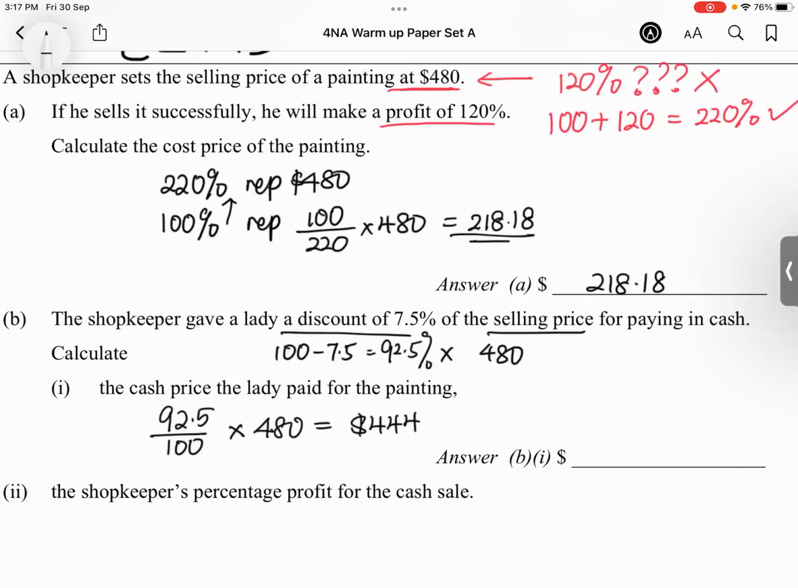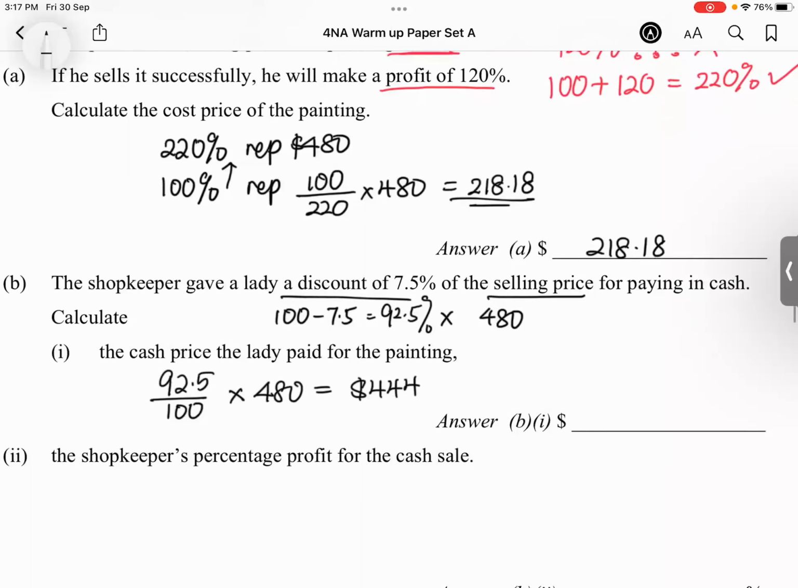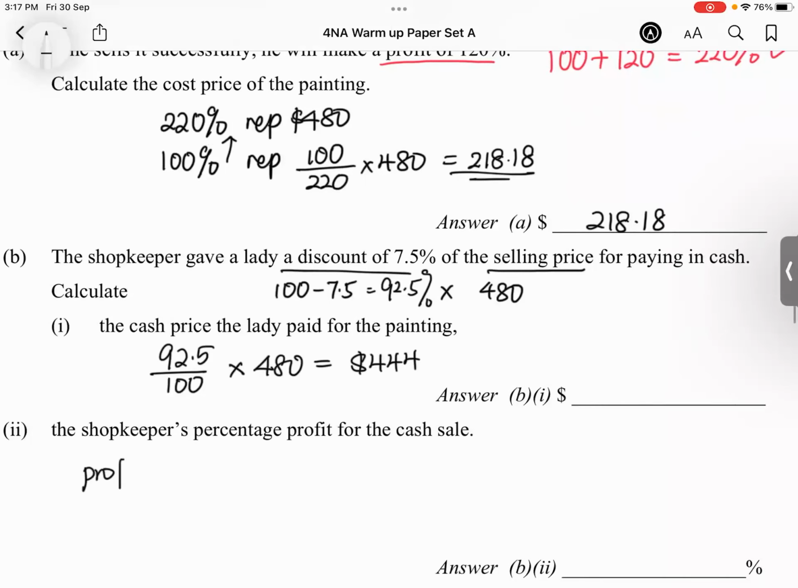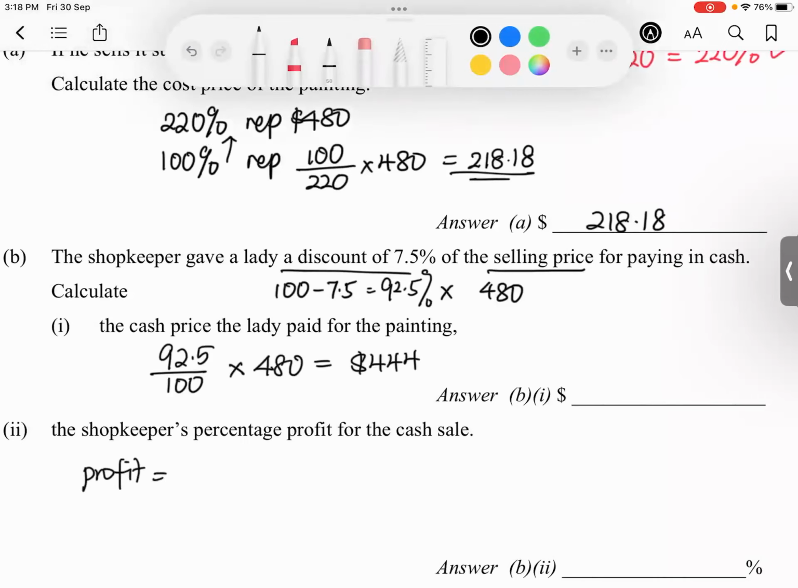Find the shopkeeper's percentage profit for the cash sale. For a cash sale, you want to first find the profit, which will depend very much on the cost price that you managed to find correctly. So we need to take the 444 minus the original cost price, which is 218.18.